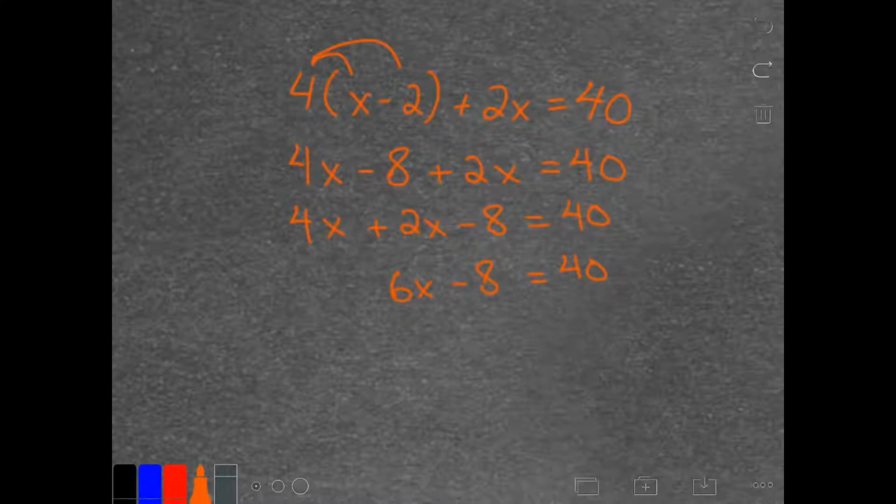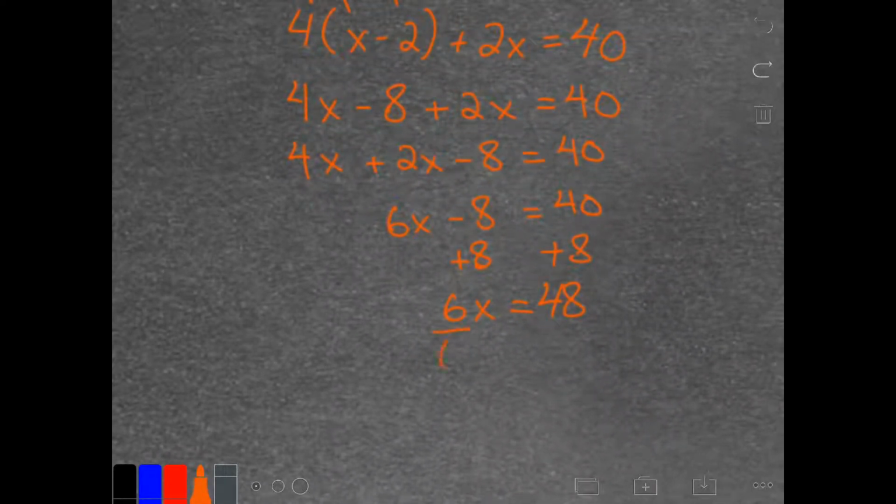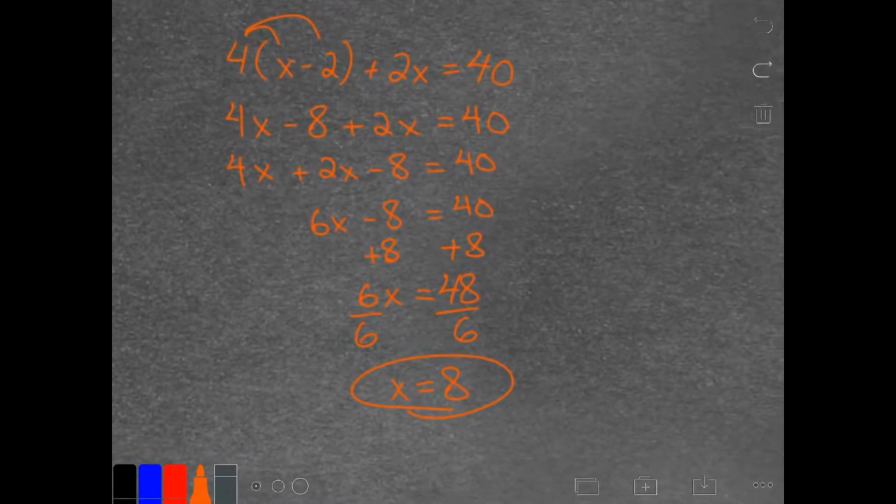Let's isolate that 6x by undoing the minus 8. We're going to add 8 to both sides. So 40 plus 8 gives me 48. And lastly, we will divide by 6. And 48 divided by 6 is going to give me 8. Again, if you're not sure, go ahead and take this 8, plug it in for x in both spots of our original equation, and you should get a true statement. If you get a true statement, your solution is correct.